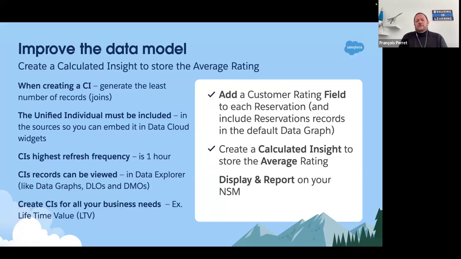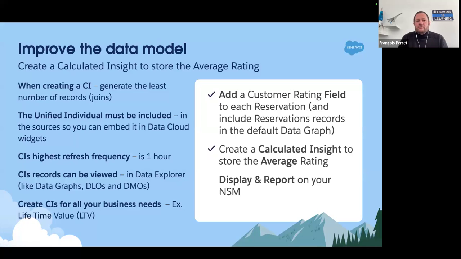One thing I want to share with you: when creating a CI, a calculated insight, you should generate the least number of records. For instance, I started by adding the boat DMO, the boat reservation DMO. I could have started by adding the unified individual DMO, but in that case, the calculated insight would have created entries in the table for every unified individual ID. So keep it simple and use the correct joins so that you have the least number of records.